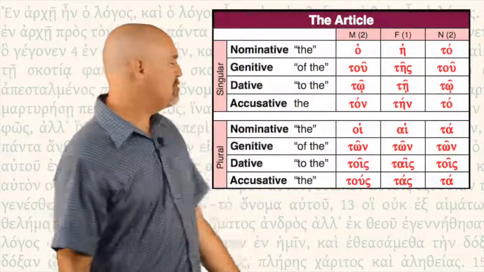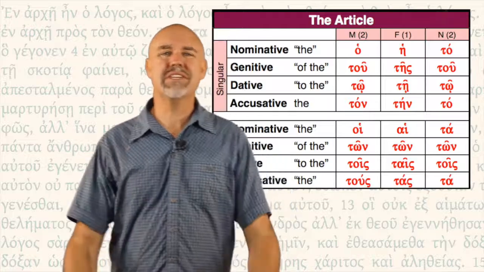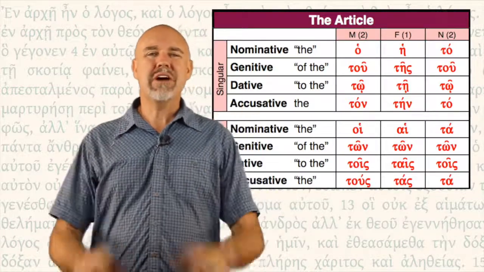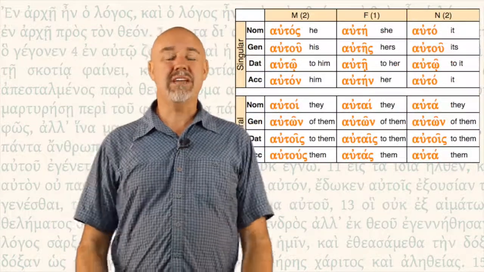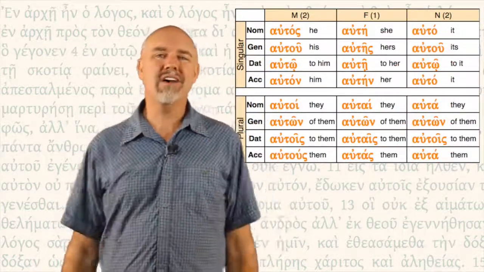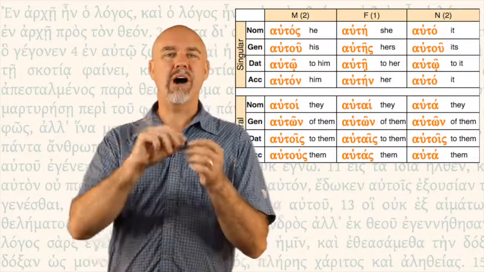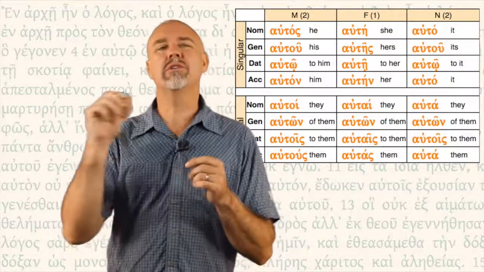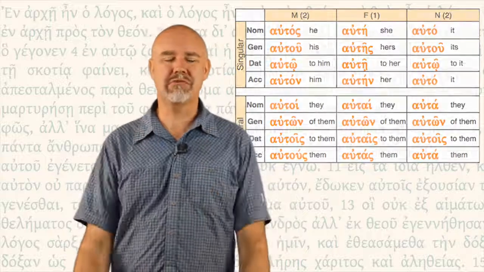Remember how nicely the article behaved, this beautiful 2-1-2 pattern that we've come to know and love that shows us the case, number, and gender just so clearly and without any complications? Well, autos is the same way. In fact, it looks very much like the article with just au added to the front. So autos, autu, auto, auton sounds just like the article with au added to the front.